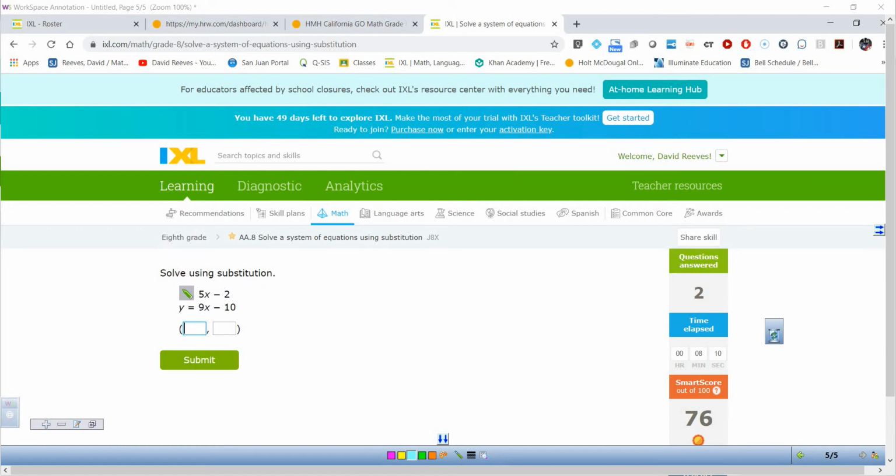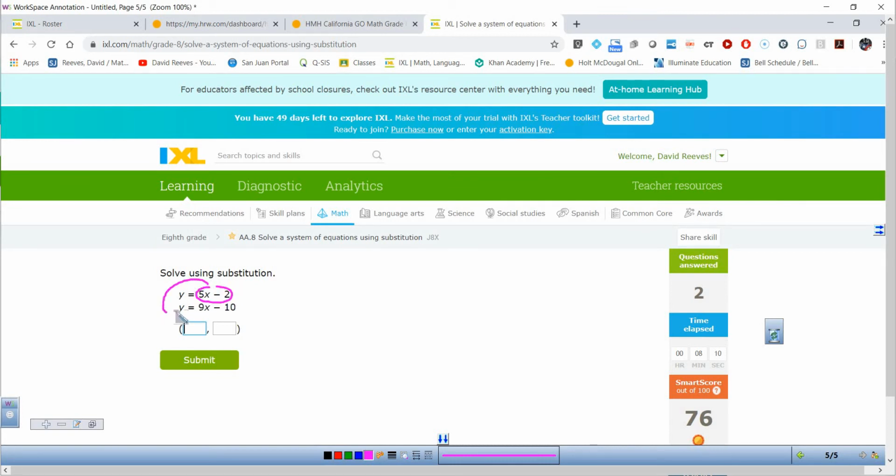Never mind. All right, so the first y, right? What does that first y equal? Y equals 5x minus 2. And the second y equals 9x minus 10. But remember, this is just like the other ones. Whatever the first y is, the second y is, or whatever the second y is, the first y is. So I'm just going to go ahead and say that first y equals 5x minus 2.